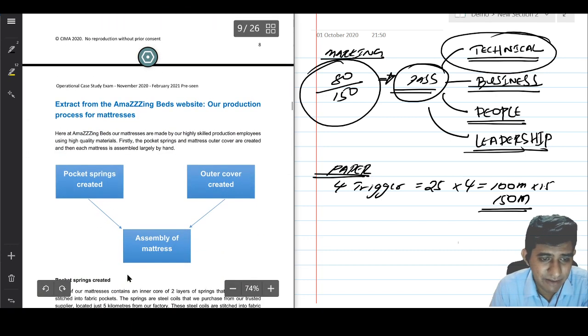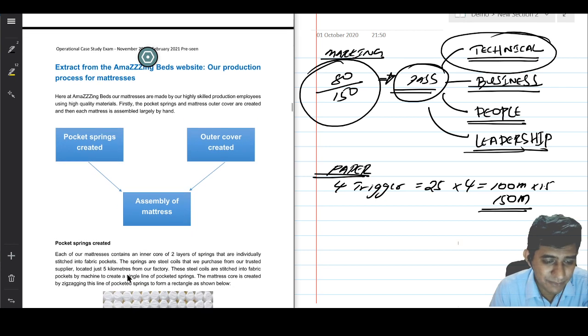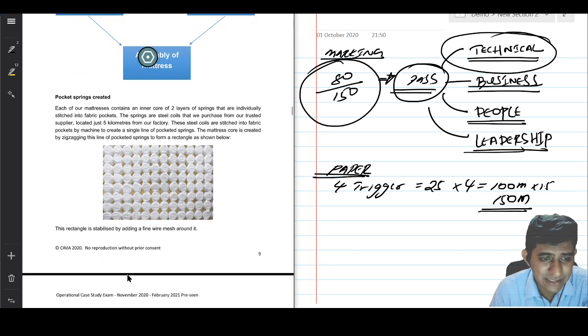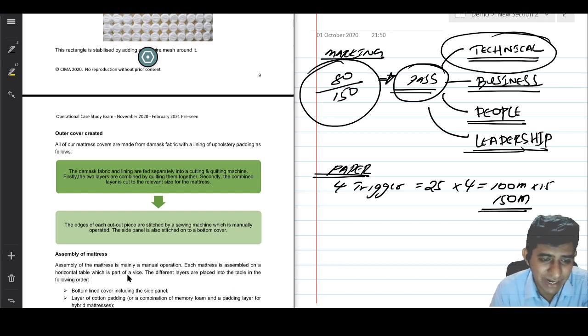And then students, they have given the production process, how they assemble, that is, the pocket spring they connect with the outer cover and assemble into a mattress. So that's how they make the spring mattress. And you can go through this process very well, students. These are just given to get you understanding of the manufacturing side.